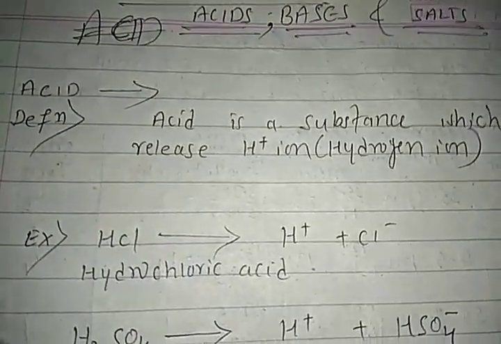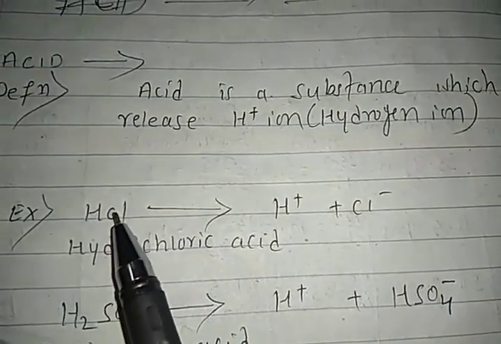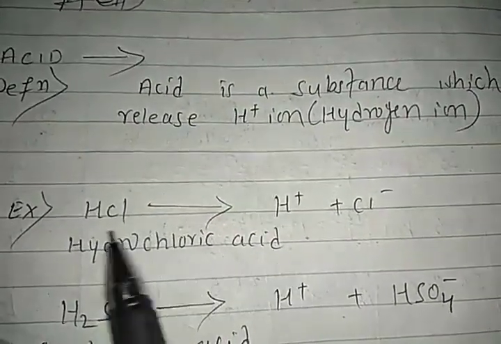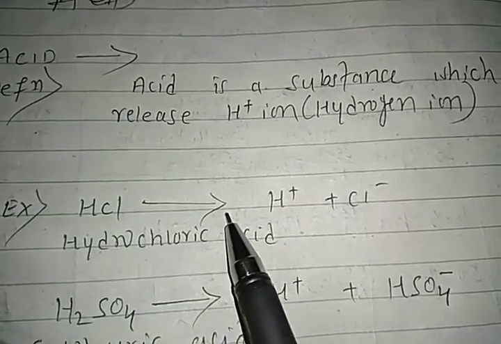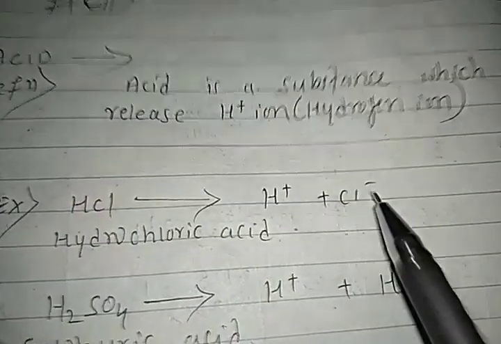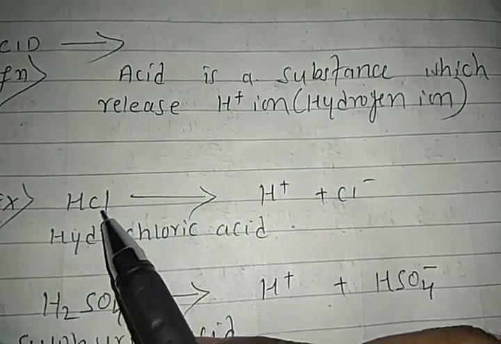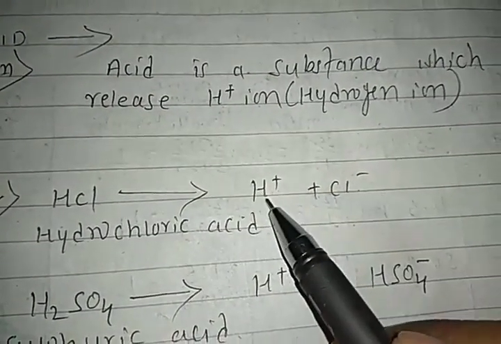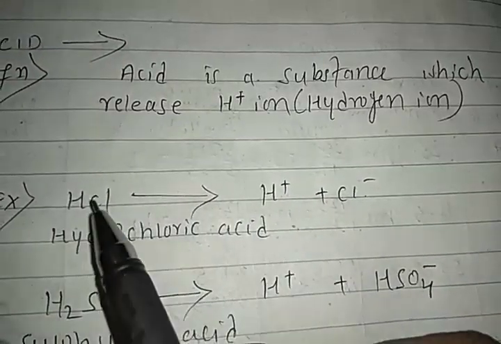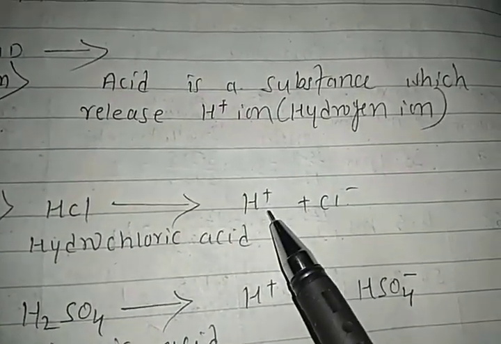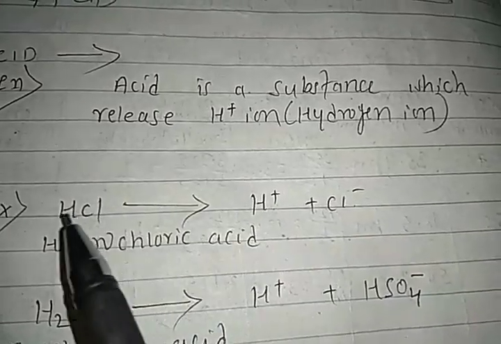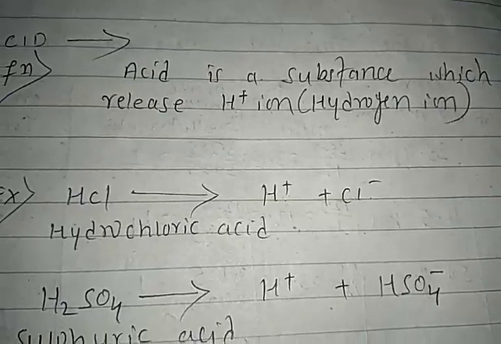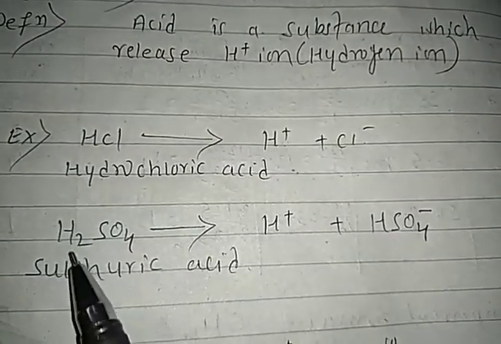So let's see the example. HCl, hydrochloric acid. HCl dissociates to form H plus and Cl minus. This is what we call hydrogen ions. So HCl releases hydrogen ions, and we call HCl an acid. Right, students?